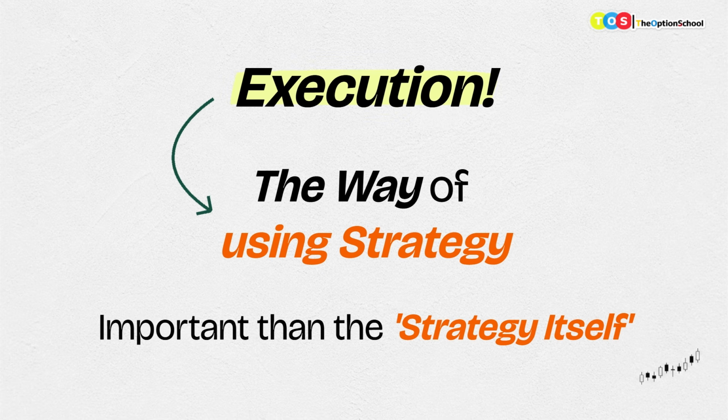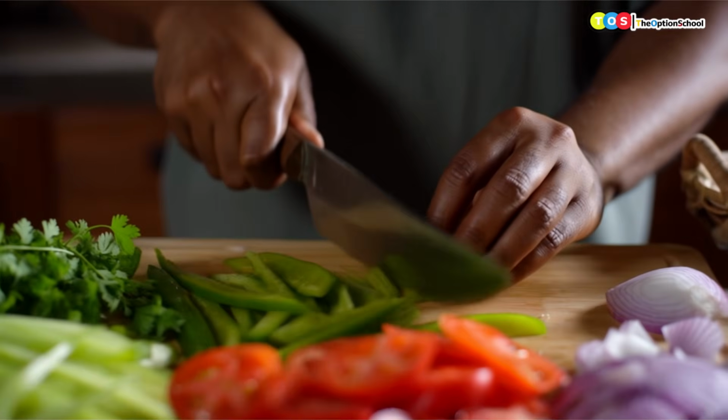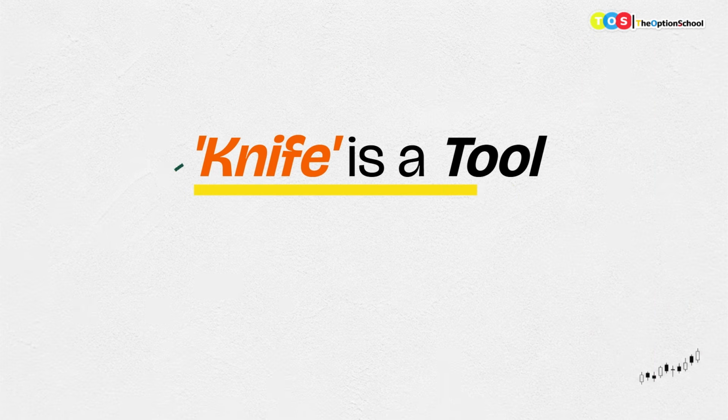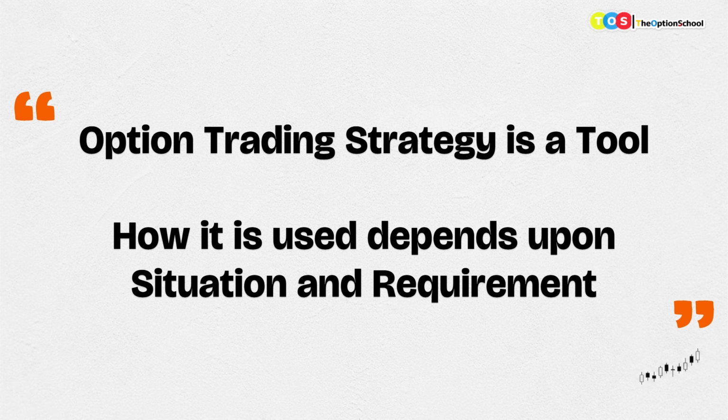So if I give you a simple example, a knife can be used to cut vegetables, and a knife can be used to injure people also. So the knife is a tool, but how you are using it is more important. Similarly, an option trading strategy is a tool. How you are using it depends upon your situation and your requirements.